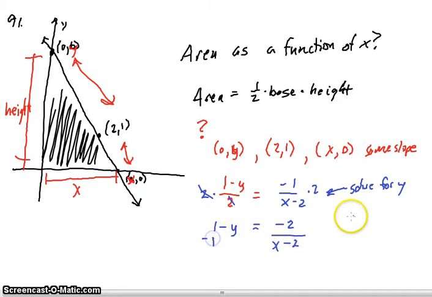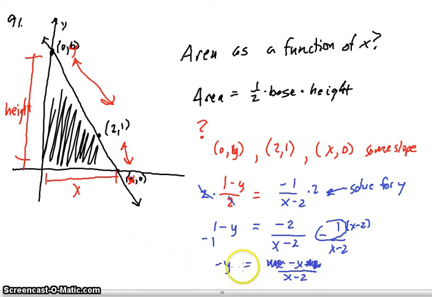I'm going to subtract 1 to the other side, but I need to give it a common denominator, so I'm going to multiply it by x minus 2. So this has to be x minus 2 as well. So what I'm left with is negative y equals negative 2 minus (x minus 2) over x minus 2. Excuse me, this has got to be a plus 2 because of the negative 1 here times a negative 2. So these cancel out. So what I'm left with is negative y equals negative x over x minus 2.